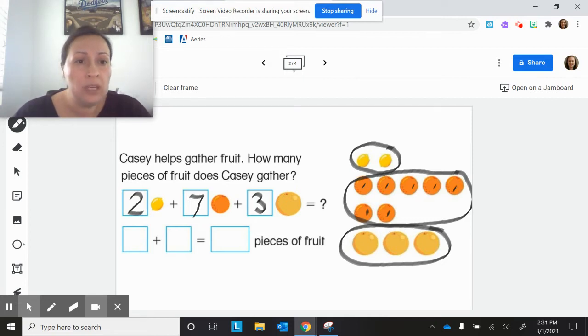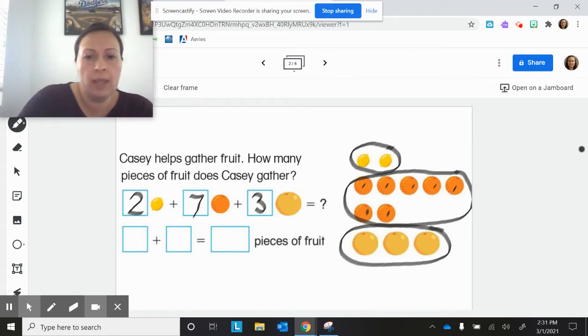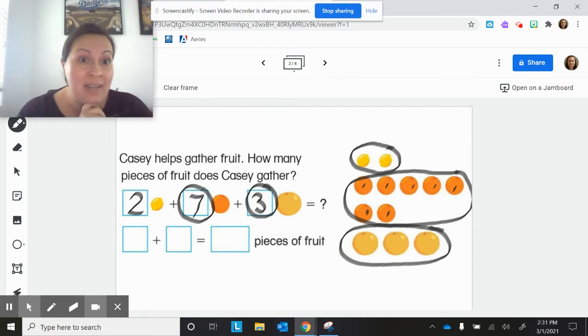So now we need to figure out how many pieces of fruit do we have in total. Now, here's what we need to do first. Just like the videos that you had last week with Mrs. Dagoon, she wanted you guys to find if any partners add up to 10 or make a 10. So 2 and 7, do 2 and 7 make 10? Let's see. 2 plus 7 is 9. So that does not make 10, right? So what about if we do 2 and 3? Do 2 and 3 make 10? No, that makes 5, right? So now let's go on. What about if I do 7 and 3? Does that make a 10?